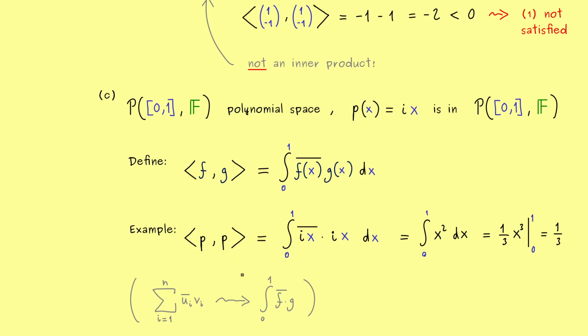Okay, I think that's good enough for today. In the next video we will look at more examples for inner products and so-called positive definite matrices.